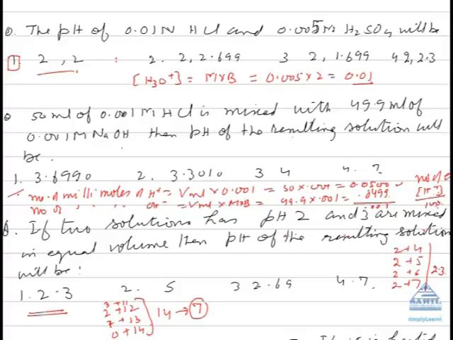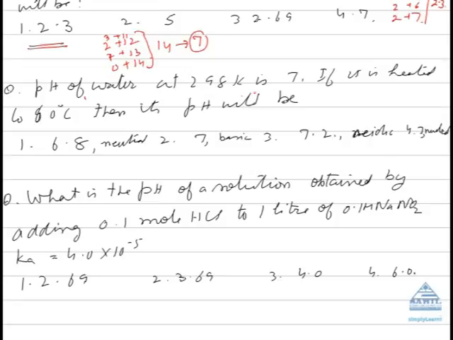Now another question, pH of water at 298 Kelvin is 7. If it is heated to 60 degree, then its pH will be... Dear students, we know that with the increase of temperature, the value of Kw increases because dissociation of water is endothermic. So formerly the Kw was 10 to the power minus 14. Let us say now the value of Kw is 10 to the power minus 13 and pH is equal to half pKw. So the value will come out to be 6.5.